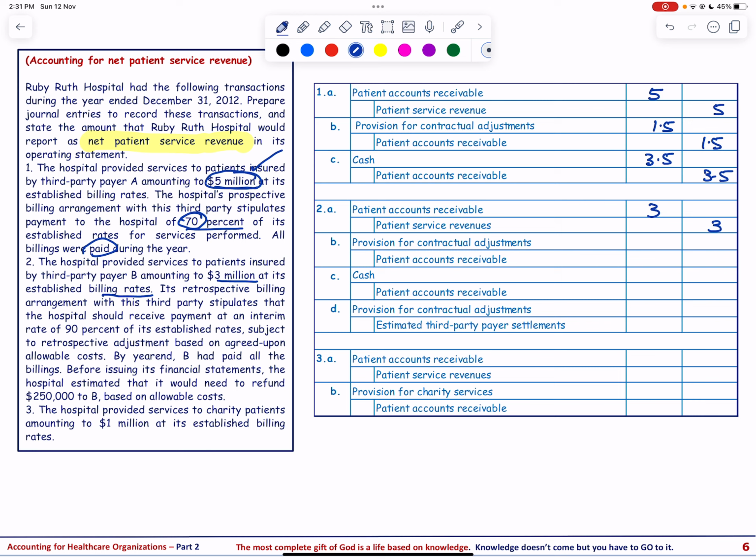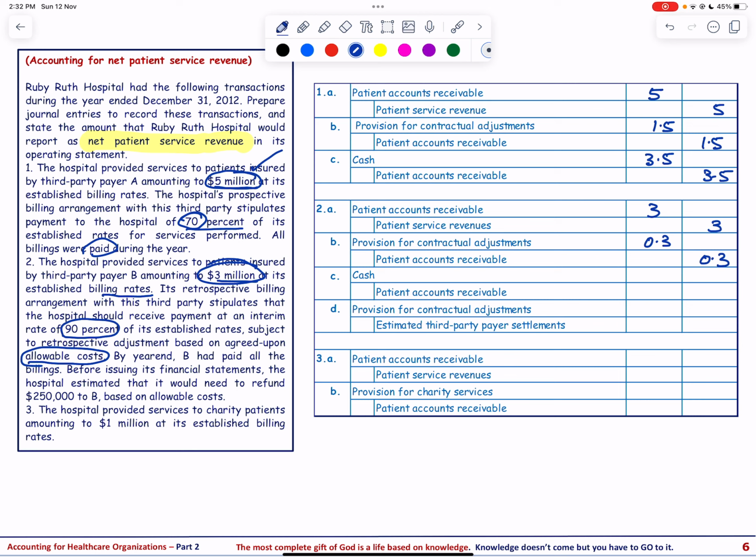Its retrospective billing arrangement with this third party stipulates that the hospital should receive at an interim rate of 90% of its established rate, subject to retrospective adjustment based on agreed upon allowable cost. So we are going to receive 90%. That means we need to make a provision of 10% on 3 million, and 10% on 3 million is going to be 300,000. So provision is debit by 300,000 and patient account receivable is credited by 300,000.